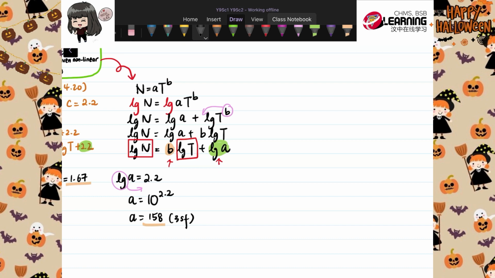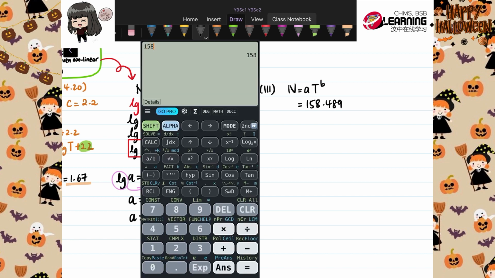n equals atb. Okay, so you're finding n. Your A is 100, and I will be using the original one, the one before rounding off, the one without rounding off, which is 158.489. So I put 158.489 because it's more accurate. And then your t is 8, to the power of 1.67.